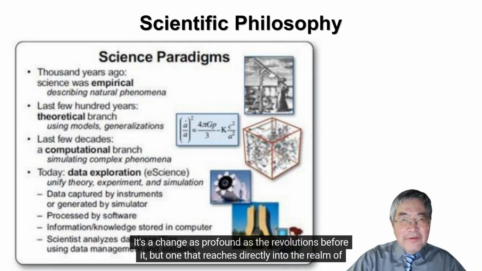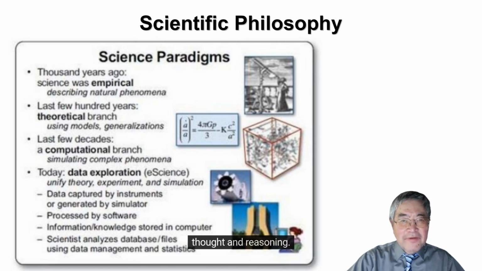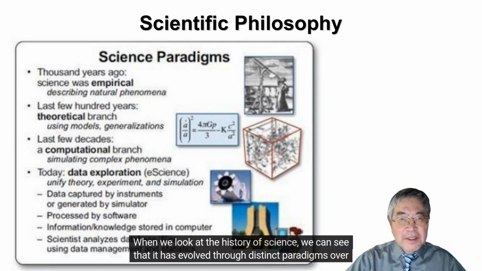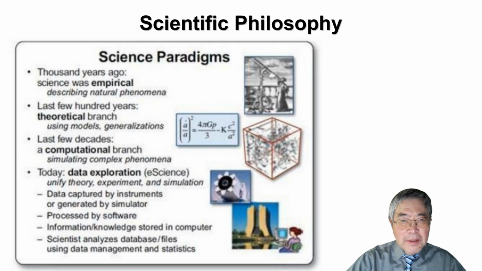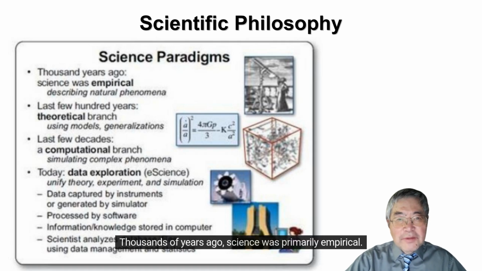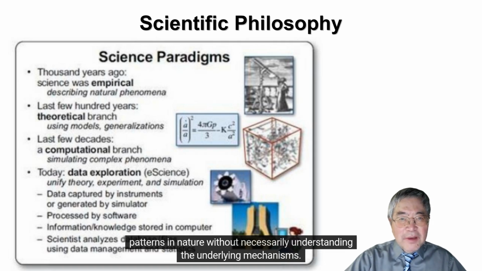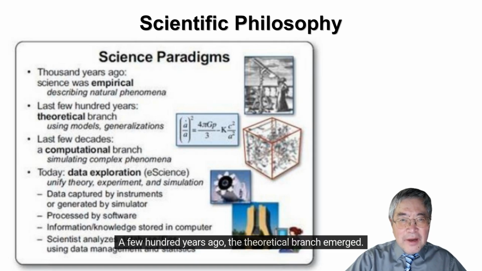It's a change as profound as the revolutions before it, but one that reaches directly into the realm of thought and reasoning. When we look at the history of science, we can see that it has evolved through distinct paradigms over time. Thousands of years ago, science was primarily empirical. People described natural phenomena based on what they could directly observe, carefully recording patterns in nature without necessarily understanding the underlying mechanisms.